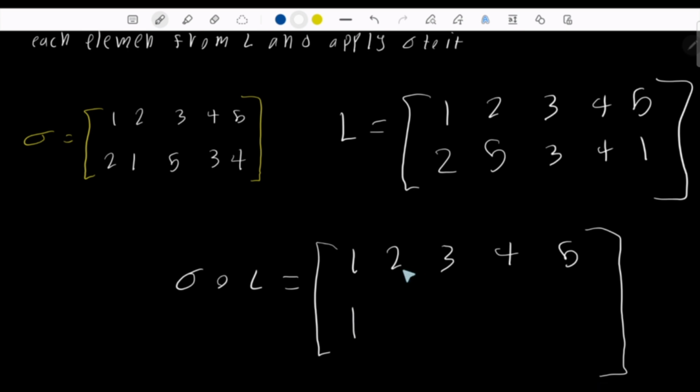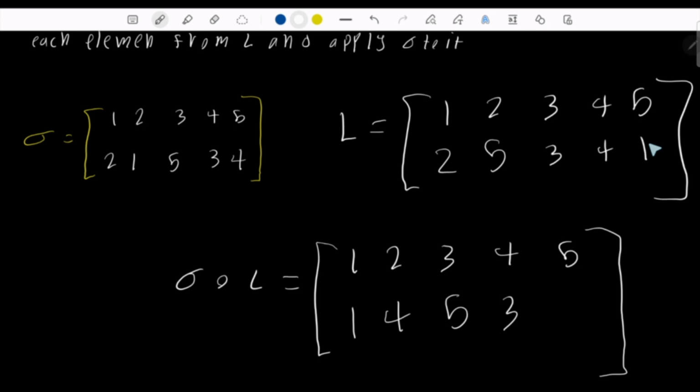Now the next element that we need to search is 2. We jump to L because we take the direction from L and the element from sigma. 2 is going to 5. We jump here to sigma. 5 is going to 4. So we write here 4. 3 is going to 3. We jump to sigma. 3 is going to 5. We write 5 here. Direction we take from L and the element we take from sigma. 4, we jump to sigma. 4 is going to 3.